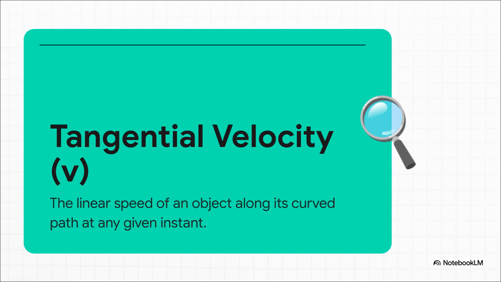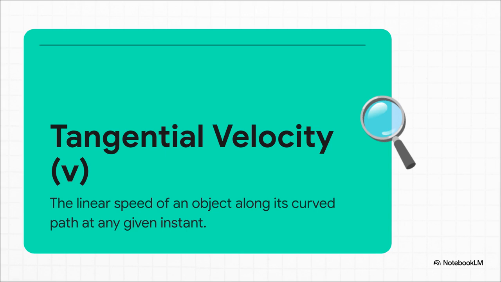But what about the actual speed you'd see on a speedometer? Well, that's called the tangential velocity. It's the speed of the object along the edge of the circle at any given moment. And this is where it all clicks together. This velocity, v, is simply the radius r multiplied by the angular velocity omega. This is exactly why on a merry-go-round, the person on the outside edge feels like they're going way faster. They have a larger radius.